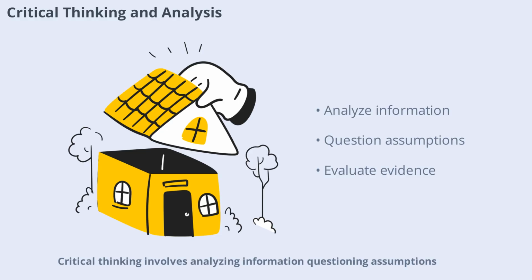Critical thinking involves analyzing information, questioning assumptions, and making reasoned judgments. Cognitive strategies like comparing and contrasting, identifying patterns, and evaluating evidence are essential for strong critical thinking skills. These techniques help you make informed decisions and avoid common reasoning errors.